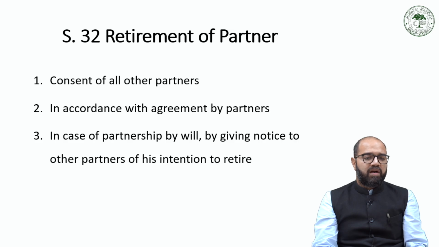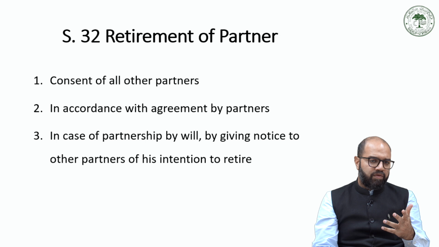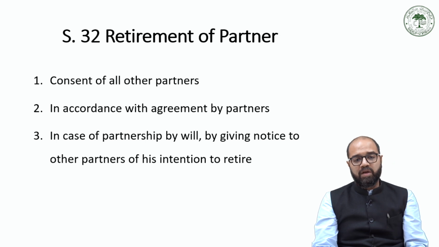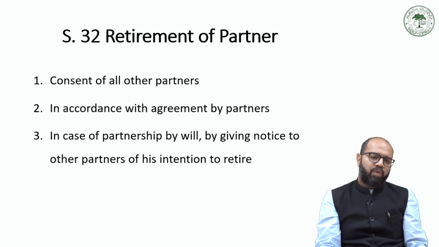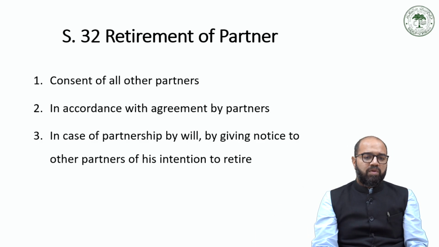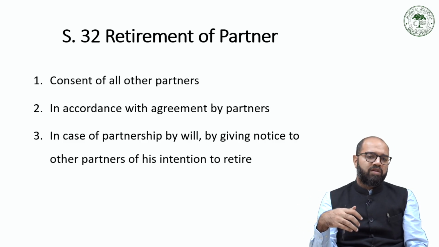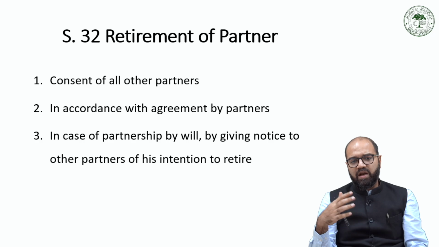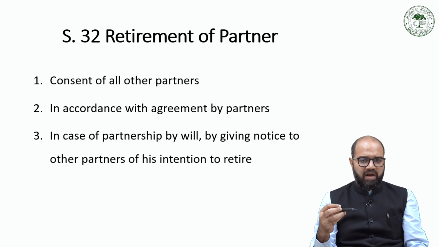Or in case of a partnership by will, so we have already discussed what are the various kinds of partnership. Under that, a partnership by will means that there is no provision for any duration or determination of partnership. So partners may come in and partners may exit whenever they want. If there is a partnership by will, they just have to give a notice to the other partners of their intention to retire, and thereafter they may retire.